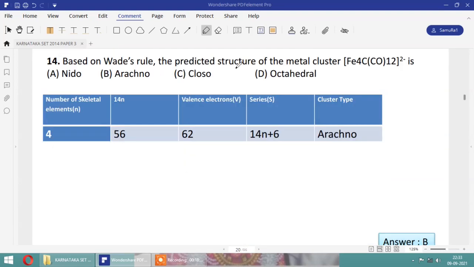Based on Wade's rule, predict the structure of the metal cluster Fe4C(CO)12 2-. Now, what is the type of this compound? Whether it is nido, arachno, or closo. Octahedral, no, this option D was ruled out. Okay, this was not octahedral. So it may be nido, arachno, or closo.